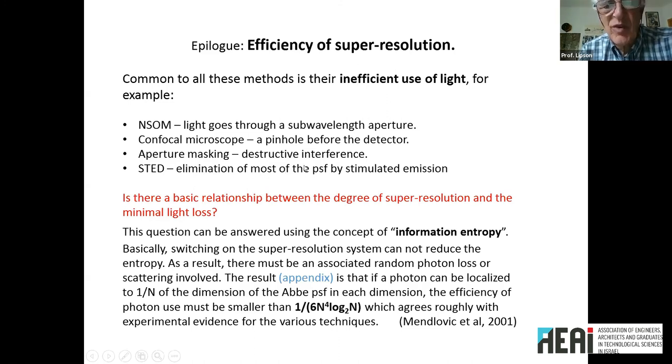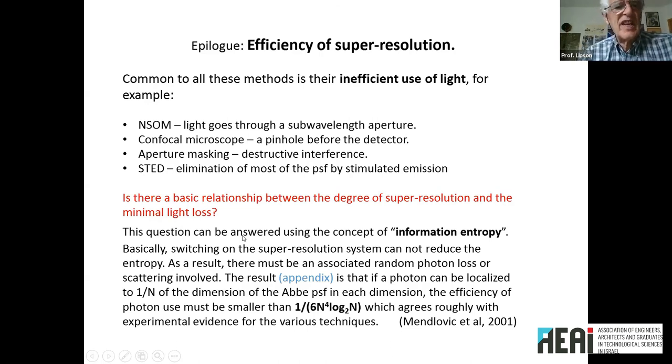We eliminate most of the point spread function by stimulated emission, and in STORM, which I didn't write here, you excite most of your fluorescent probes, but then you eliminate most of them. So in every case, you have wasted a lot of light. And so we ask the question: is there a basic relationship between the degree of super resolution and the minimal light loss? Now, the answer can be produced using the concept of information entropy.